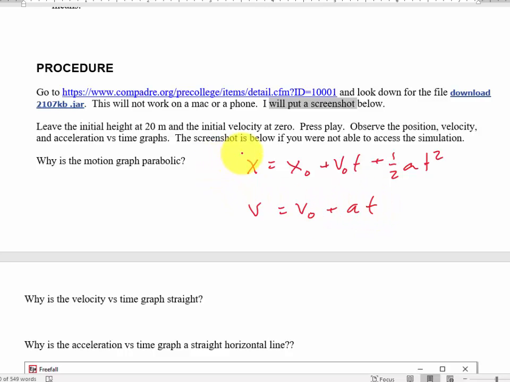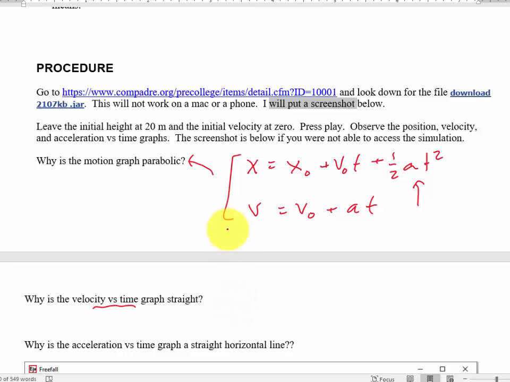So take a look at these equations, and hopefully they'll help you explain why the position graph is parabolic and also upside down, if you think about whether this term is positive or negative, and why the velocity graph is straight and also has a downward or negative slope.